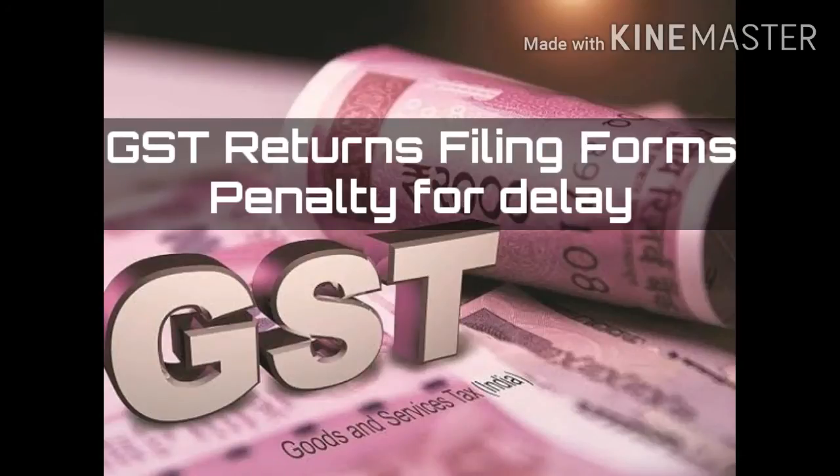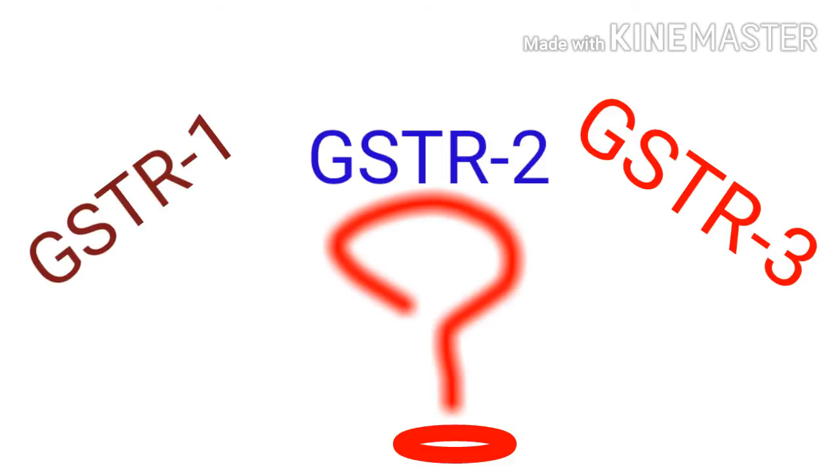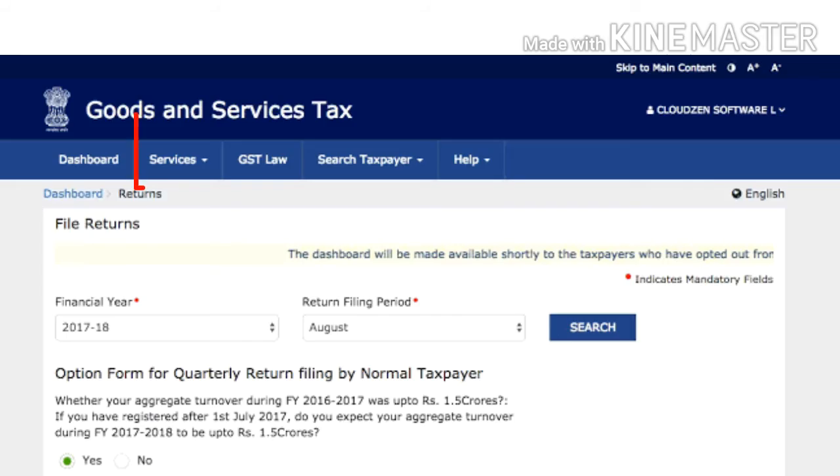How do you file your tax returns complying with norms of GST and which one is applicable to you? First of all, you need to log in to the GST portal. From there, go to Services tab, then choose Returns and select Returns Dashboard.